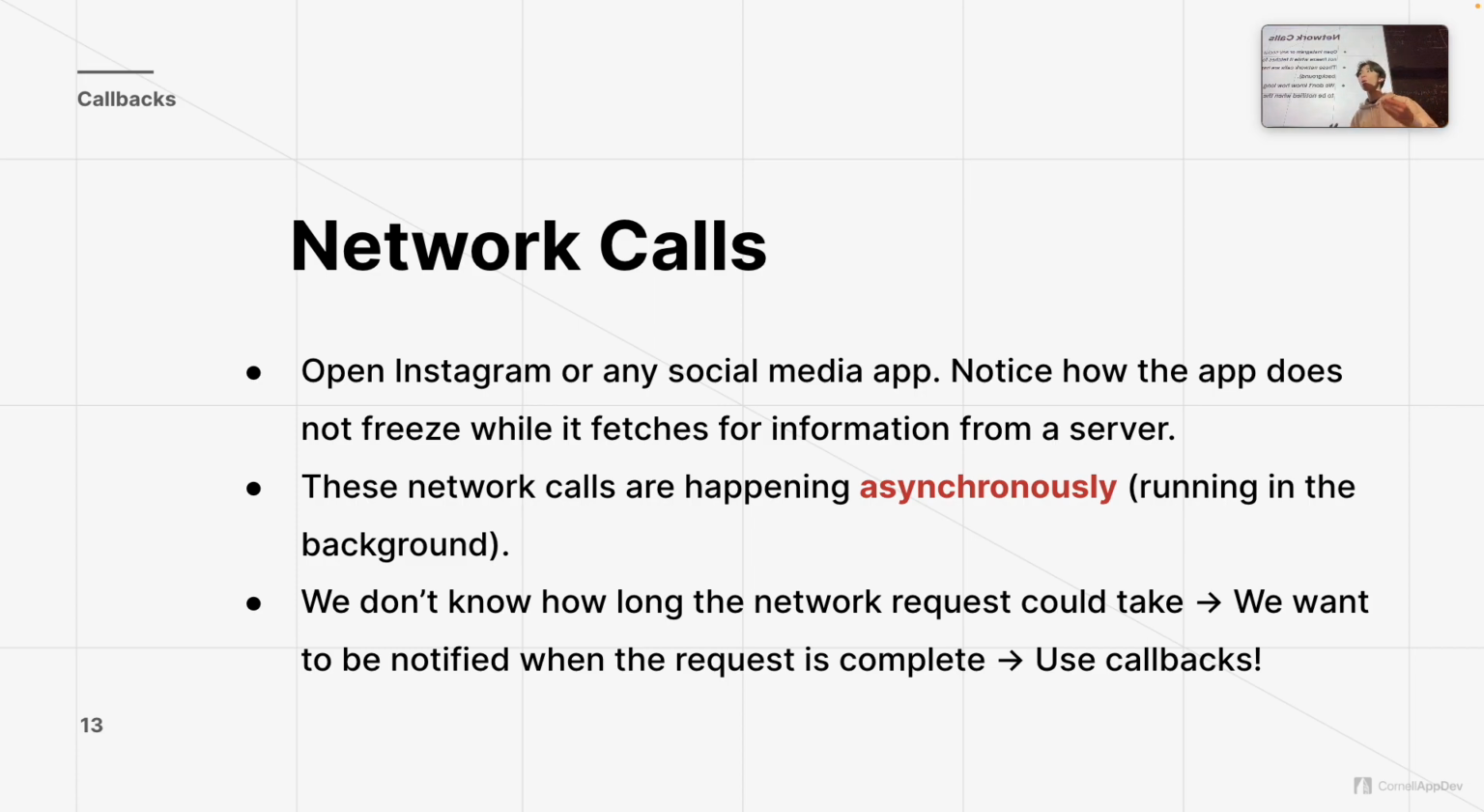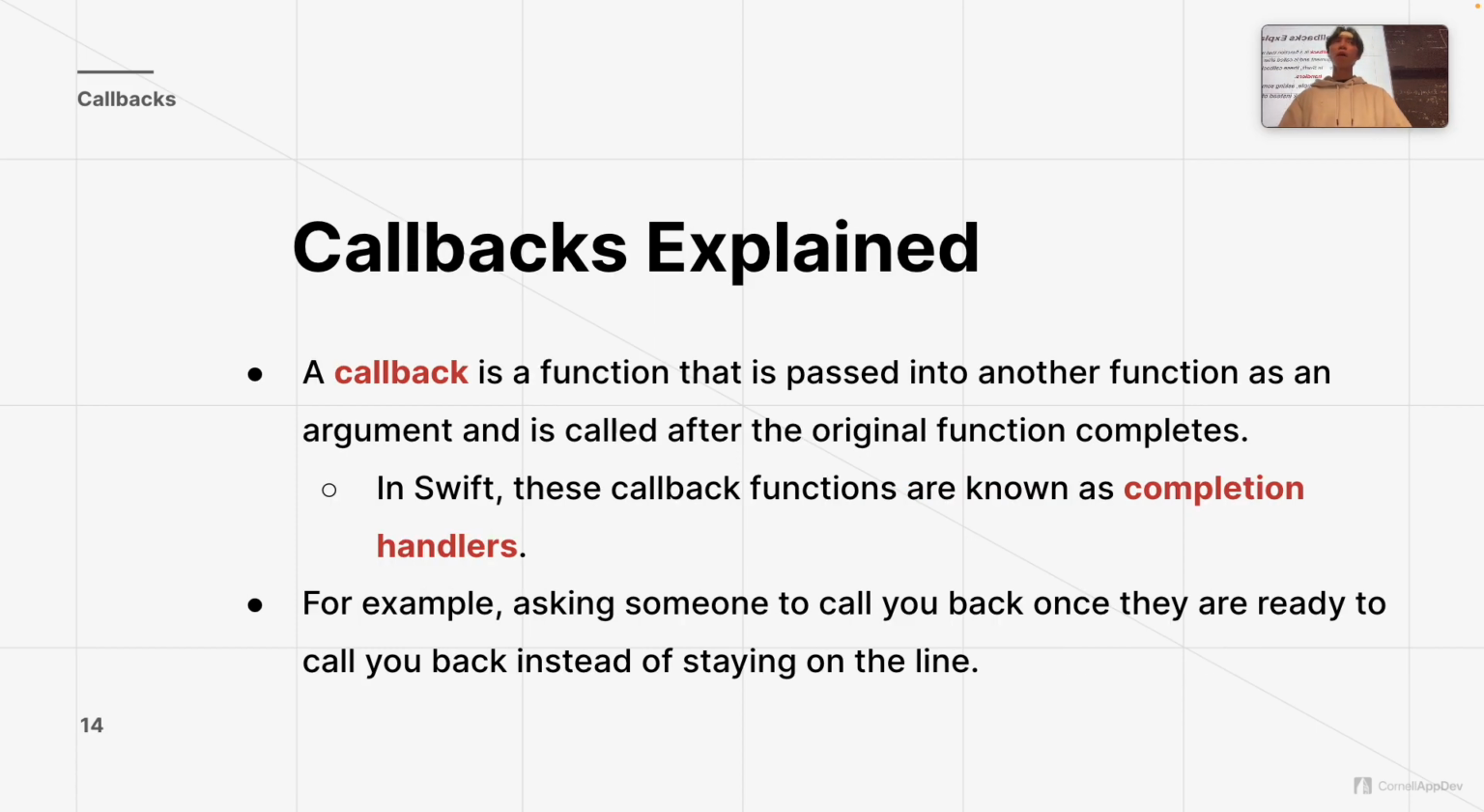So how do we know when that request is done? In our front-end world, we typically use callbacks. There are other ways, like async await if you're familiar with JavaScript, but a more traditional approach would be to use callbacks. Now, what is a callback? Well, a callback is simply a function that you pass into another function as an argument, and that function is called as soon as the original function completes. I know I just said function like 10 times there, but it'll make more sense once we see the code.